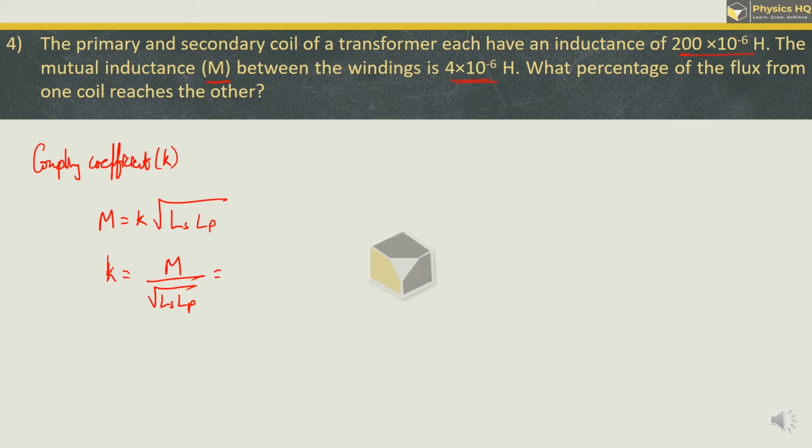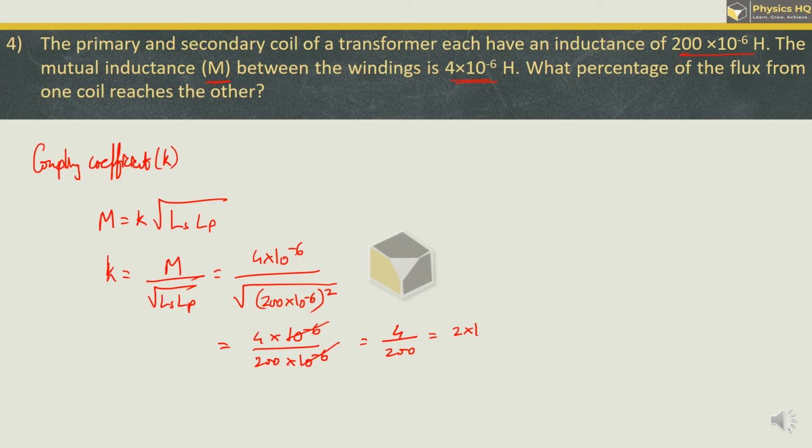We got 4 into 10 raised to minus 6 divided by root of Ls and Lp. Both are having the same value, so we can write it as 200 into 10 raised to minus 6 into the same thing, or raised to 2. Now this root and square will cancel out, so we'll be left with 4 into 10 raised to minus 6 divided by 200 into 10 raised to minus 6. When we cancel this out, we are left with 4 upon 200, or we can call it 2 into 10 raised to minus 2.